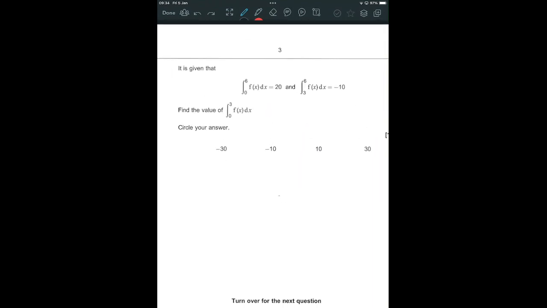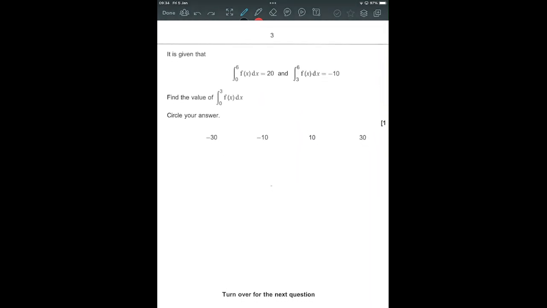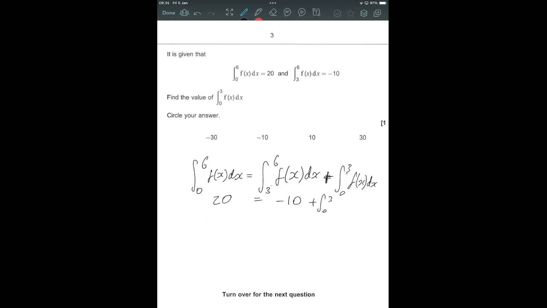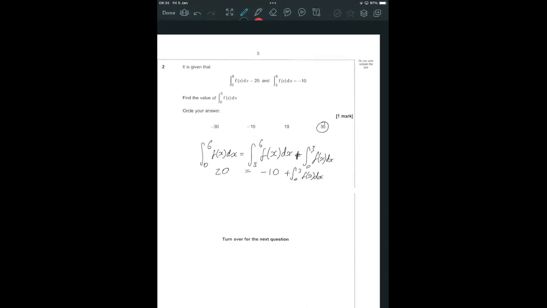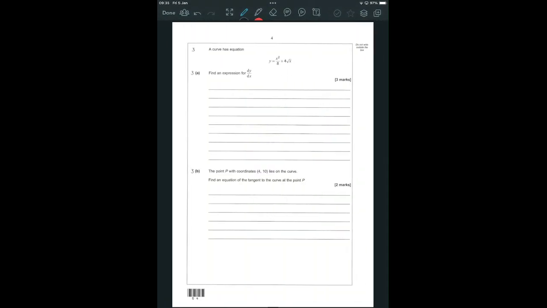Question 2. We've been given that the integral from 0 to 6 is that, the integral between 3 and 6 is that, so the integral between 0 and 3, well, this is a fun little fact that the integral from 0 to 6 is just the integral from 6 to 3 plus 0 to 3. So if that's 20 and that's negative 10, that final integral must be 30. One of the nice tricks you can do with splitting up an integral.